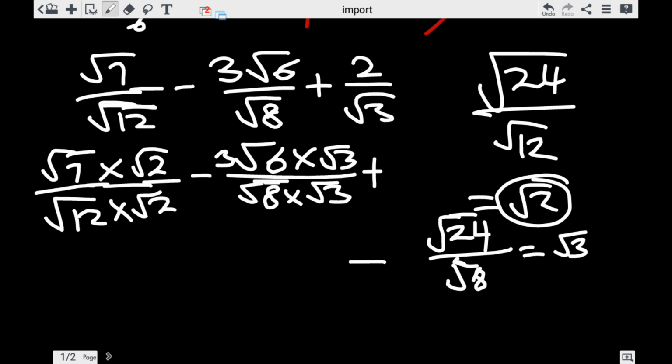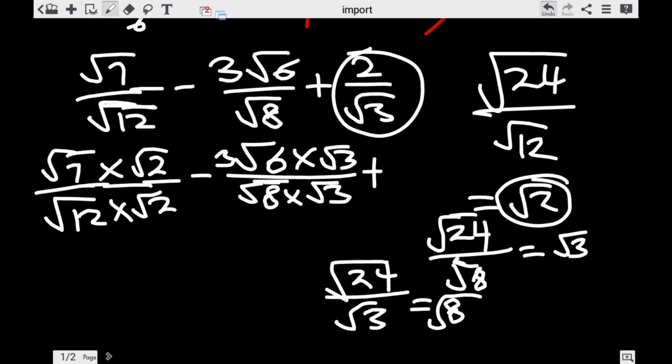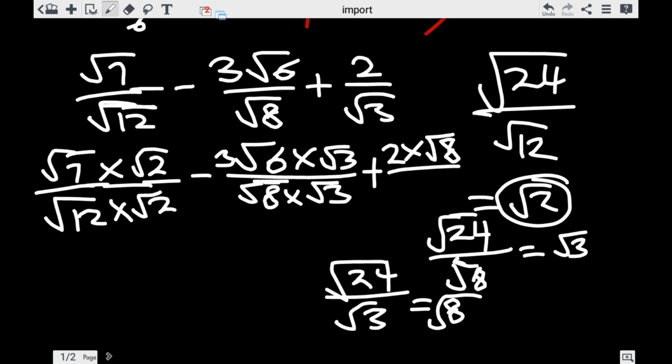So take your root 24, which is the LCM, then divide it by root 3. So simply divide the numbers that are in there. So what is 24 divided by 3? That is 8. And don't forget to put your square root symbol. So root 24 divided by root 3 is root 8. Multiply the third fraction by root 8. So you get 2 times root 8 over root 3 times root 8.